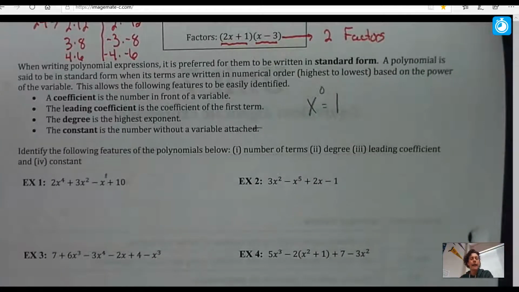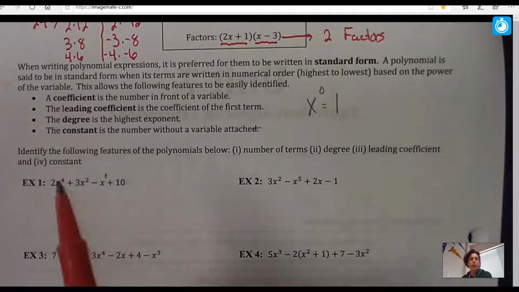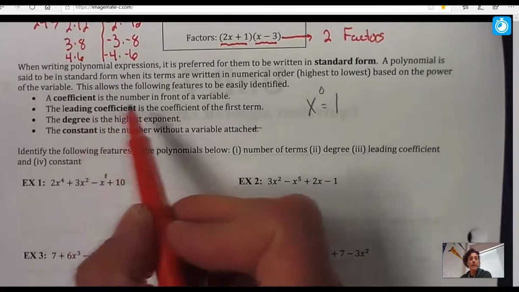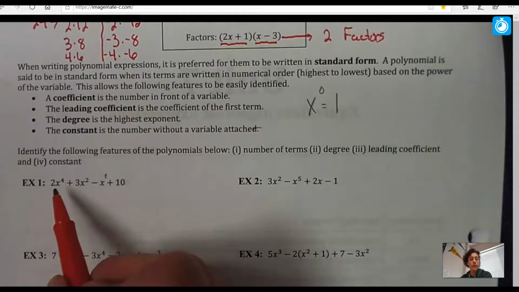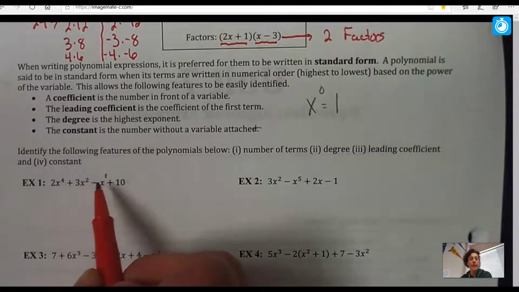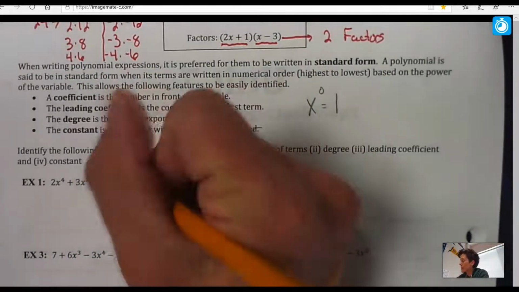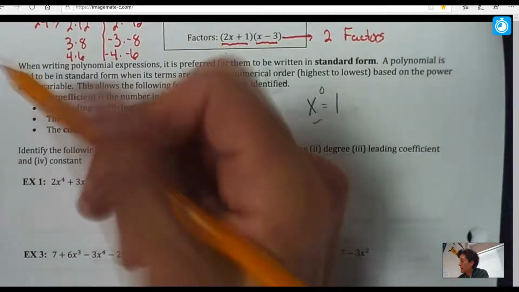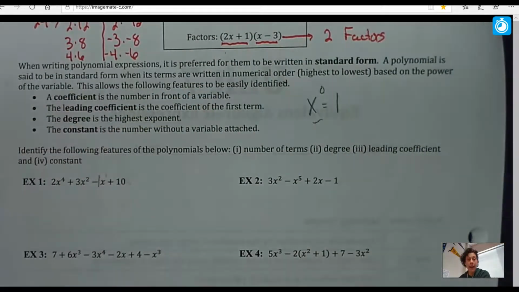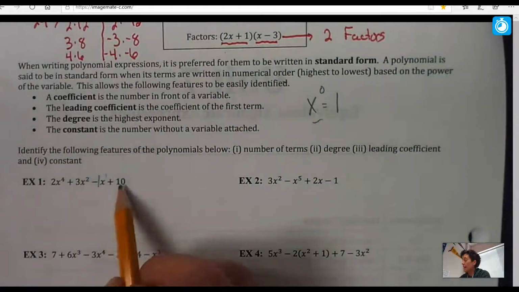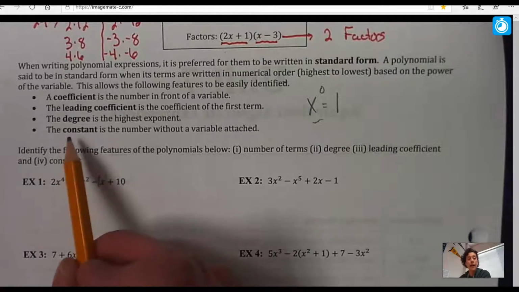All right? Some pieces of standard form. The coefficient is the number in front of a variable. So 2 is a coefficient, 3 is a coefficient. Technically, let me erase this one. When you look at this, there's a 1 in front of it, and that's a coefficient. Now, 10 is not a coefficient. A coefficient is just the number in front of the variable. A number that stands alone is called a constant.